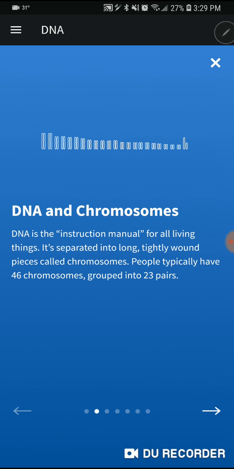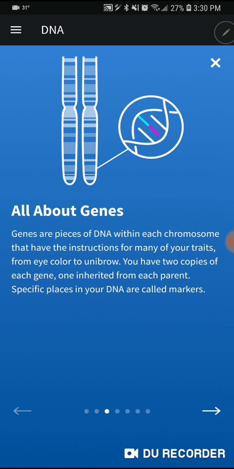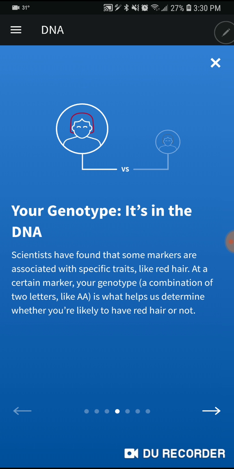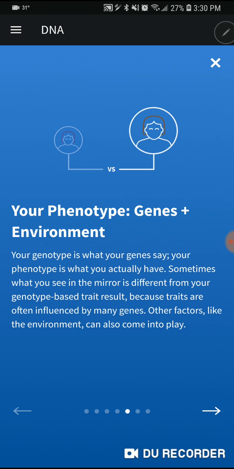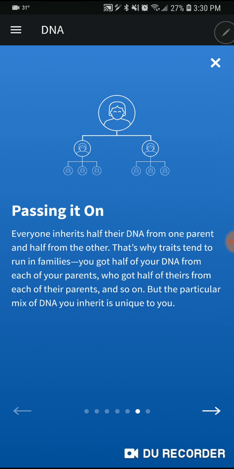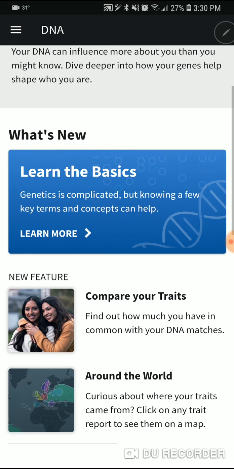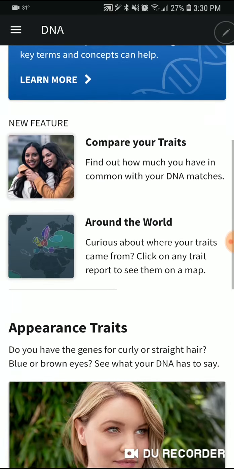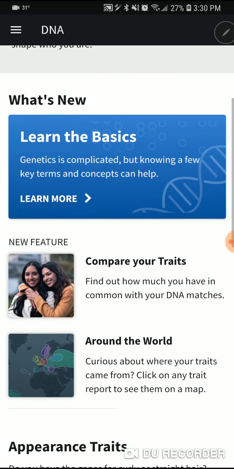So I went through this. It'll give you a brief explanation of DNA and chromosomes, I guess, to kind of inform you of what this all means in the bigger picture. Talks about genes, genotype, things like that, phenotype, and then inheritances. So things that you pass on to your progenitors. So it gives you this menu here, and let's just go into the new features here.